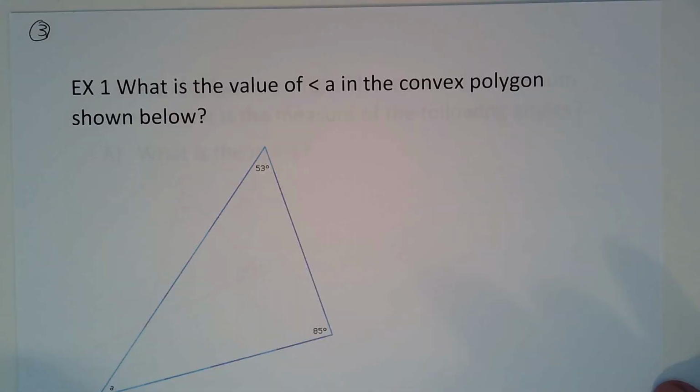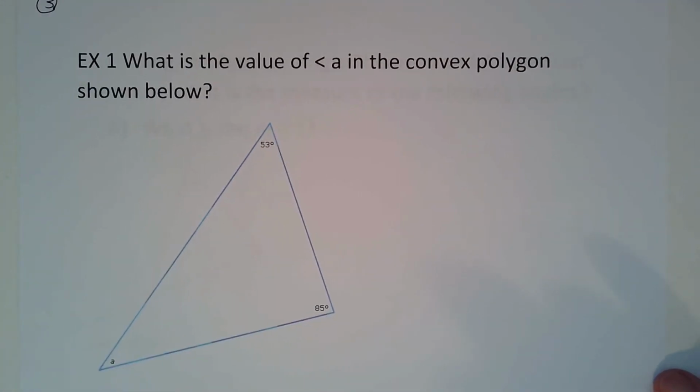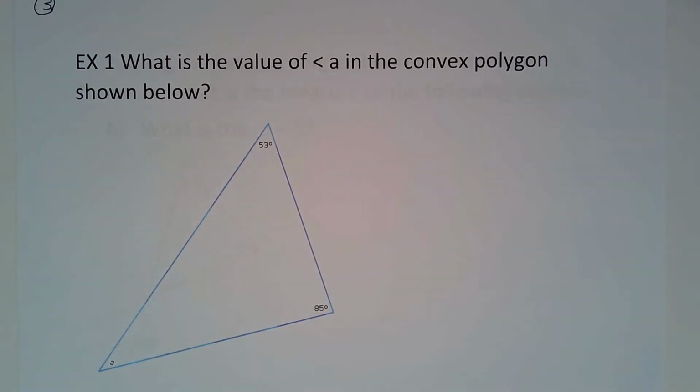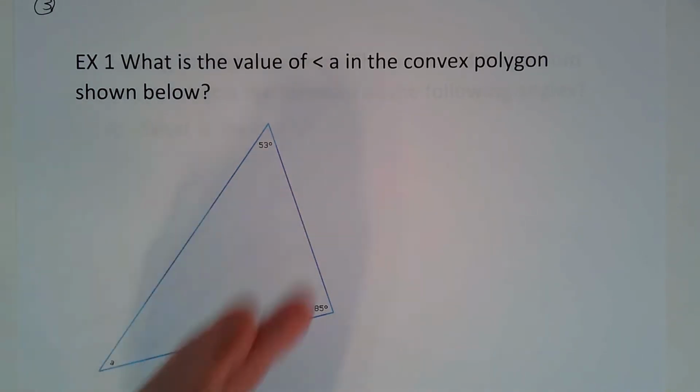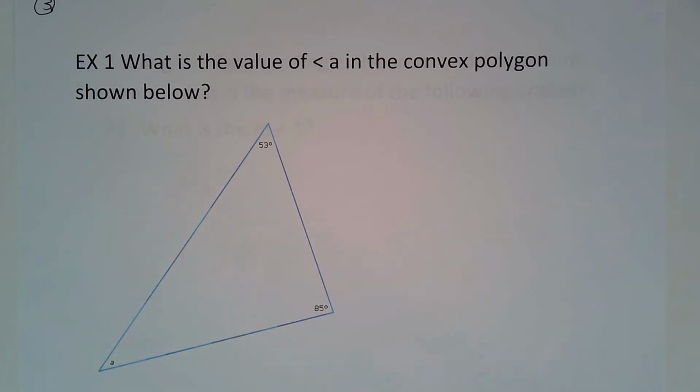Let's look at our first example for the day. What is the value of angle A in the convex polygon shown below? Here's angle A, and then we have two other angles showing 53 and 85 degrees as the measures of those angles. This is a three-sided figure, so obviously it is a triangle.